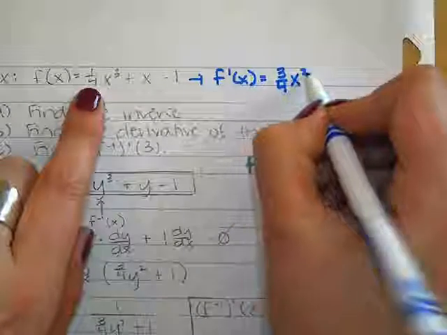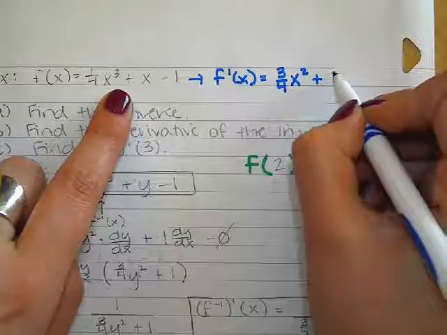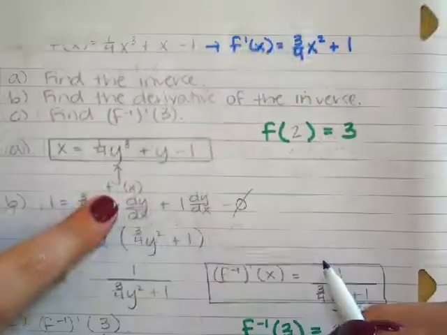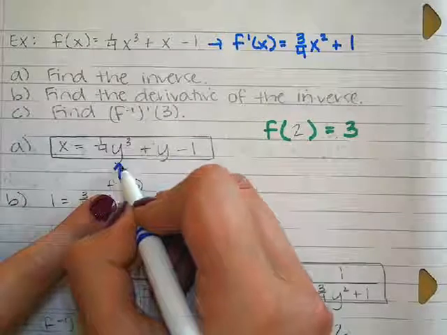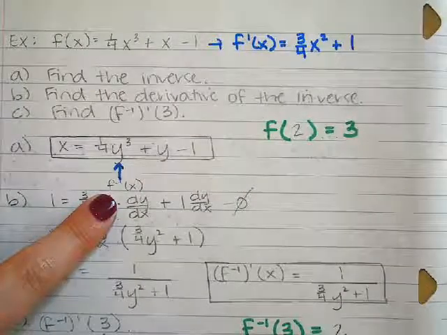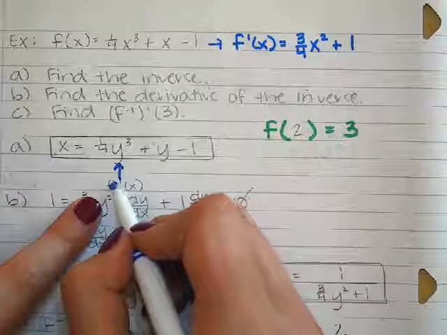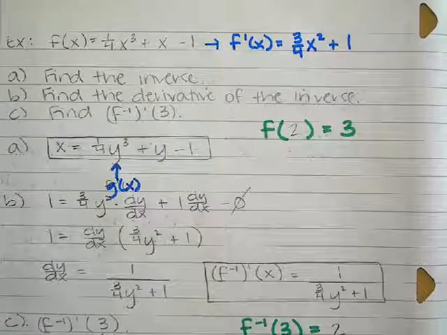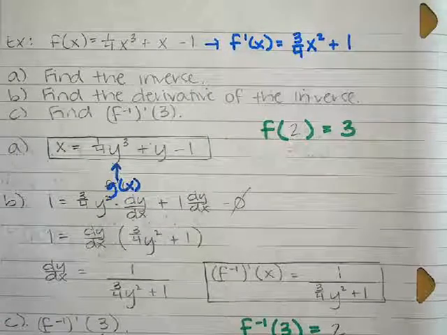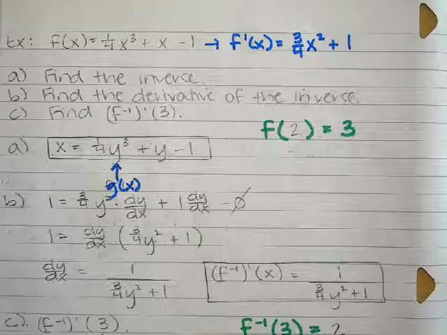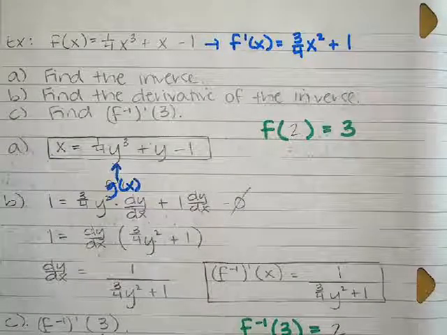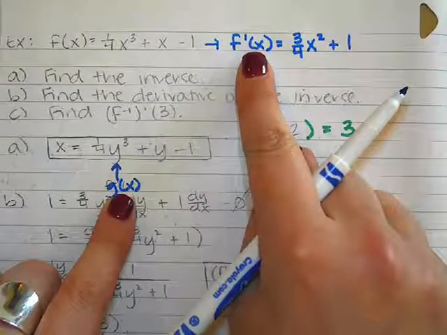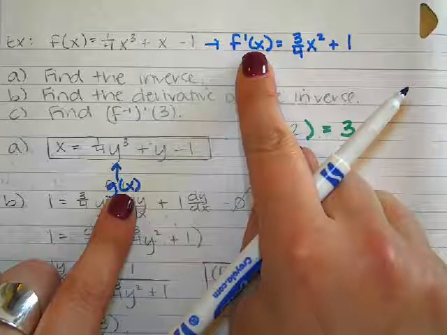3/4 x squared plus 1, right? Now, remember how we drew this arrow up here and we said that y is our inverse? I'm going to say that y is g of x. So this time, we're just going to plug a y in, because that y is not isolated, so I can't plug in a whole chunk. I'm literally just going to plug a y in. So there's my g of x, there's my f prime of x. My g of x is just a plain old y because it didn't get to be isolated.